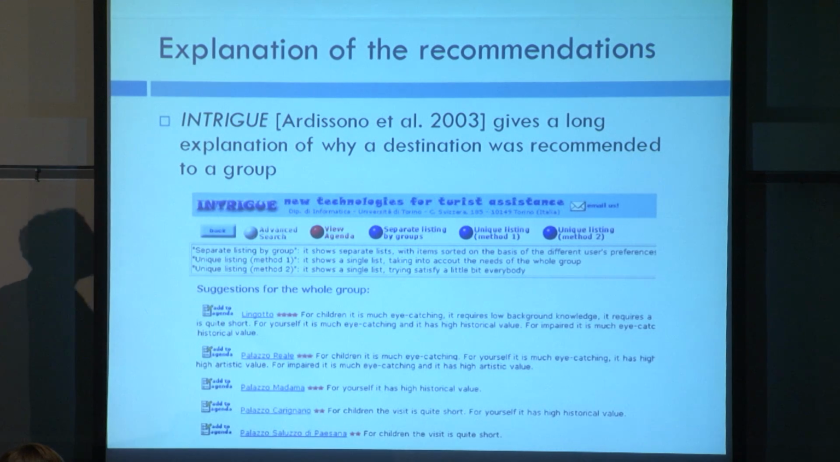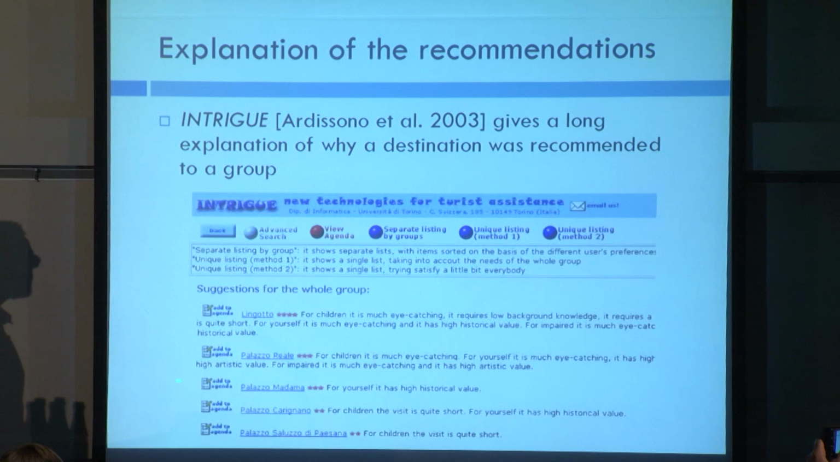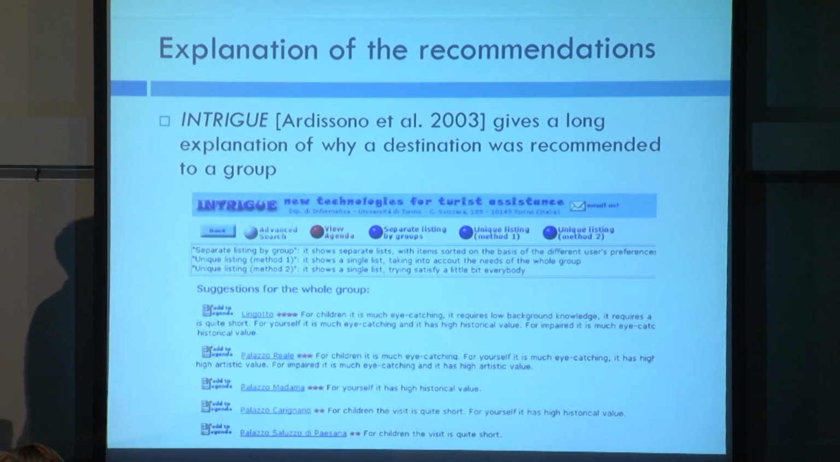Another interesting approach to explanation is the one proposed by Intrigue, which gives a long explanation of why a destination was recommended to a group. So let's see this example. You see that the second item that gets recommended to the group with 3 stars is Palazzo Reale. And the system says that for children it is much eye-catching, and for yourself it is eye-catching, and it has a high artistic value. For impaired it is much eye-catching, and it has a high artistic value. So as you can see, the different members of the group and the characteristics of the different members of the group are considered, and an explanation is provided.